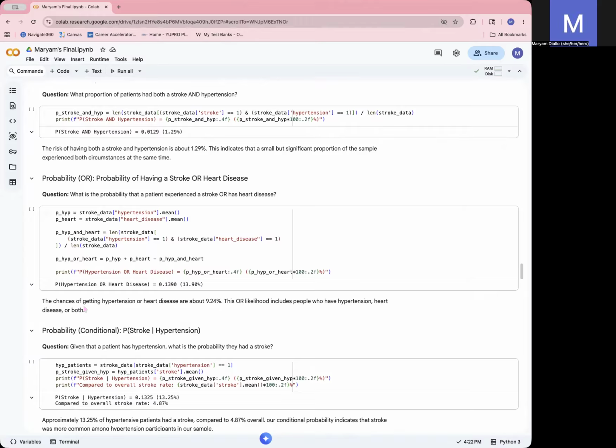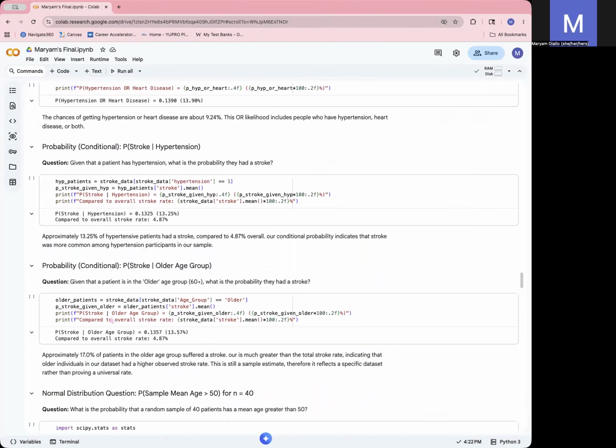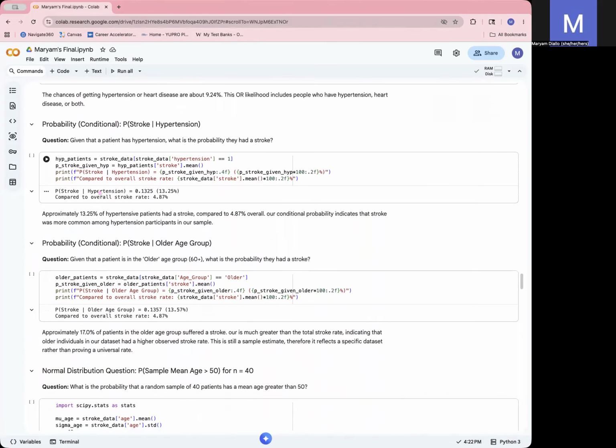Then I calculated two conditional probabilities. The first was, given that a patient has hypertension, what is the probability that they had a stroke? And the answer was about 13.25%, compared to 4.87% overall.